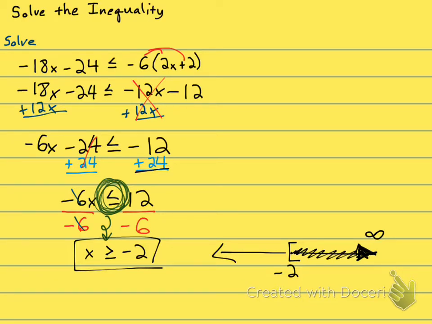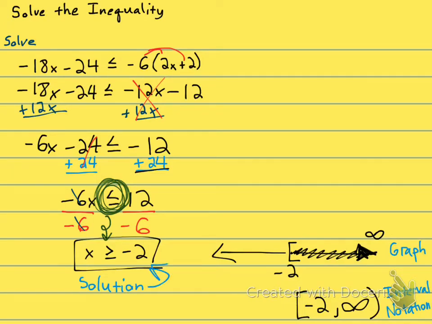And your interval notation, you pretty much just drop it down. Negative 2, comma, infinity. The negative 2 gets a bracket like above, and infinities always get a parenthesis. So we have our 3 forms of answer here. You have your solution, which they may ask you for. You have your graph, and then you have your interval notation.